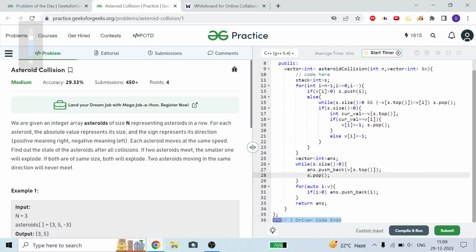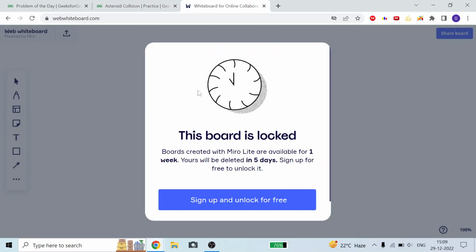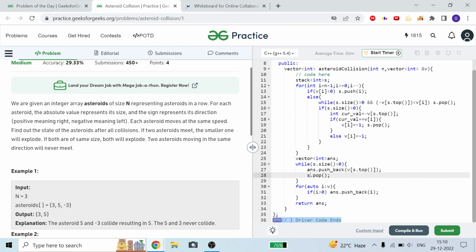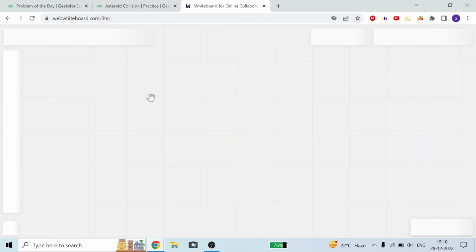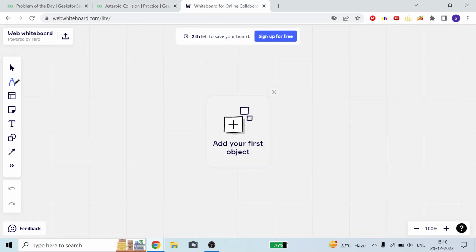So here we are given an array asteroids of size n which represents asteroids in a line. The asteroids are either positive, like 3 or 5, or negative, like minus 3. Minus 3 means the asteroid is moving toward the left, and a positive sign means the asteroid is moving toward the right. Each asteroid moves at the same speed, and we have to find the state of the asteroids after all collisions.